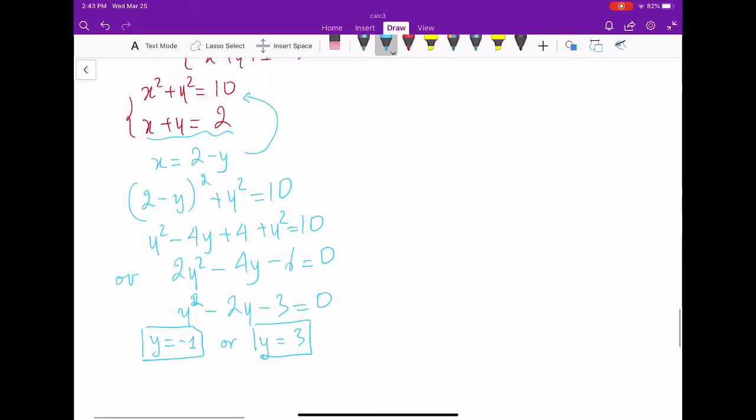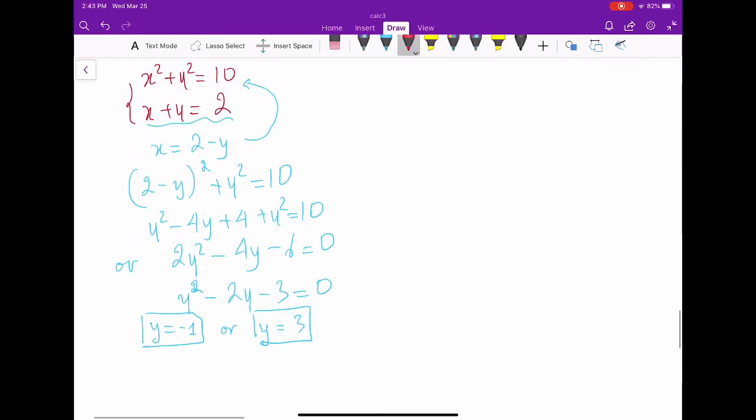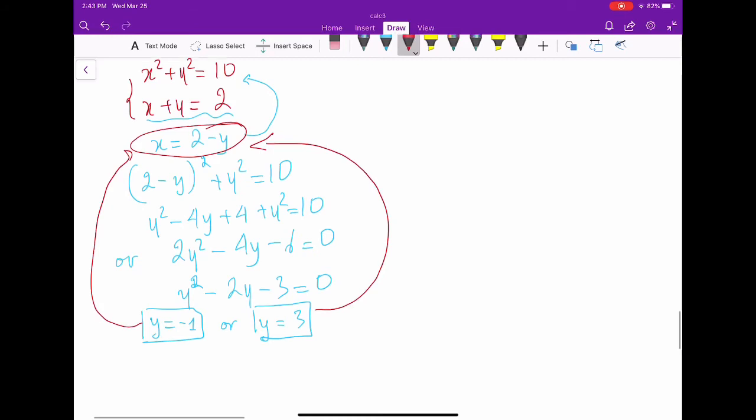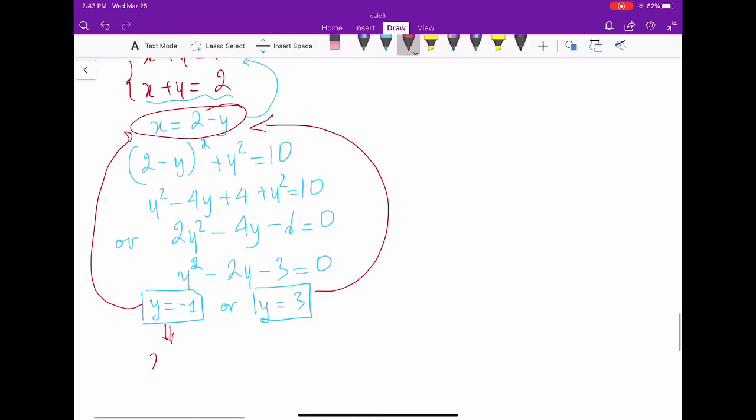And then, of course, you need to find x. You plug y equal to 3 into this guy to find x. So from here, I get x equal to 2 minus negative 1, which is equal to 3. And from here, I get x equal to 2 minus 3, equal to negative 1.